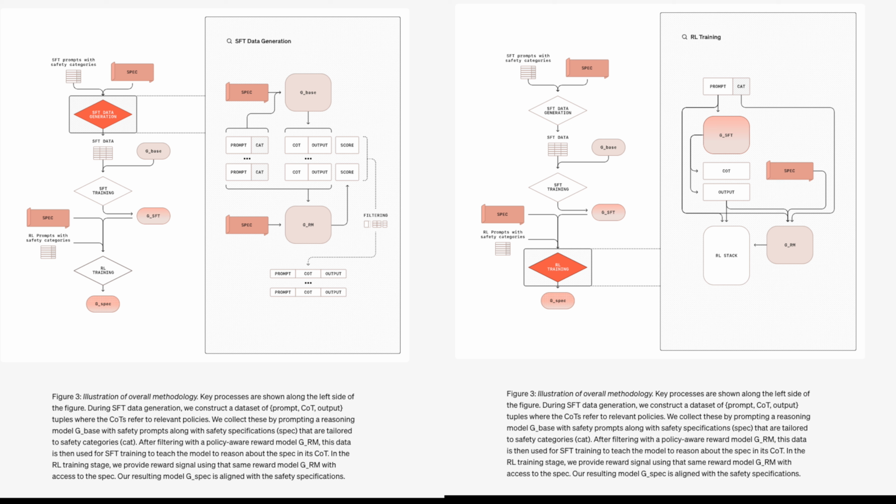Key elements of the process. Specifications, spec. A set of predefined rules and safety categories that the model must comply with. Reward model, GRM, filters data and evaluates responses, helping to improve the model's performance. Chain of thought, COT, allows the model to explain its responses, making them more transparent and justified. Final model, G-Spec.